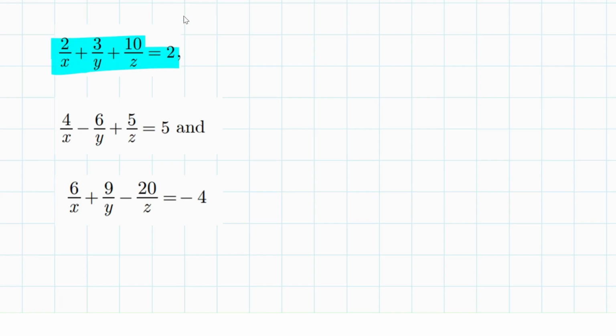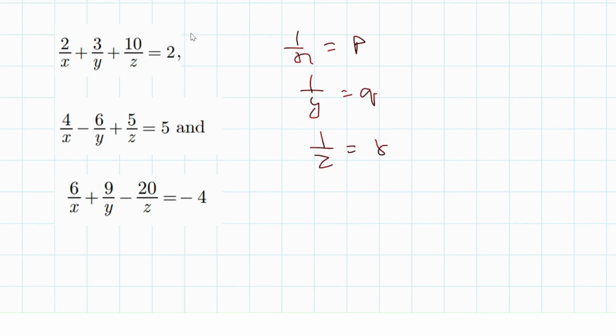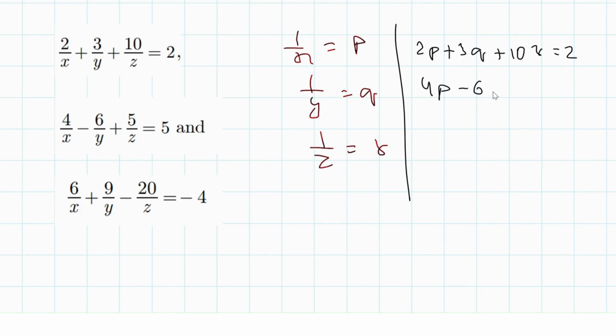Now next you can see that here the equation is not in the standard form. So in order to convert them in the standard form, what we are going to do is to put say 1 over x as p, 1 over y as say q, and 1 over z as say r. So this equation turns out to be what? If I rewrite this equation after changing, 1 over x as p turns out to be 2 times p plus 3 times q plus 10 times r equals to, and similarly the second equation will give you what? 4 times p minus 6 times q plus 5 times r equals 5.